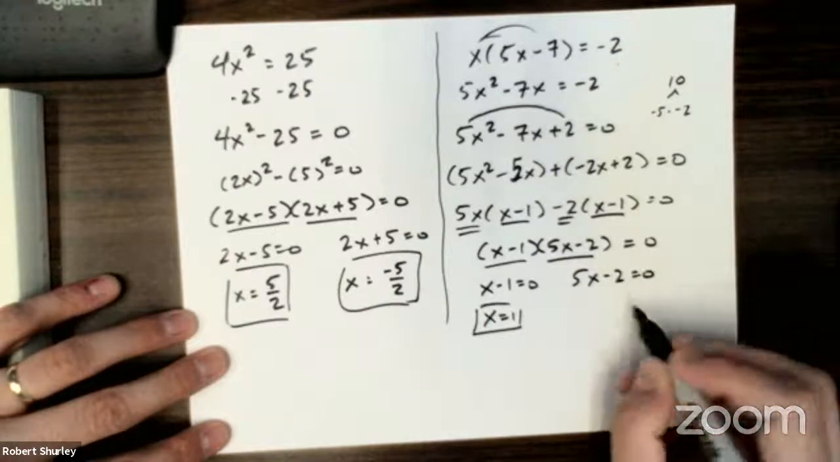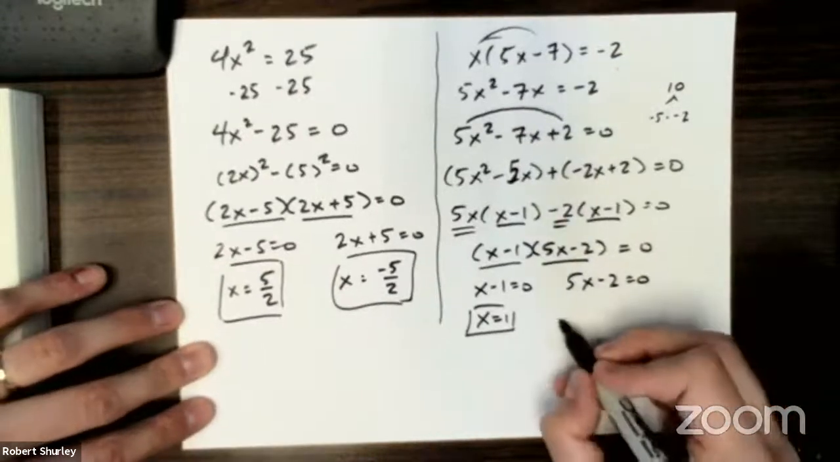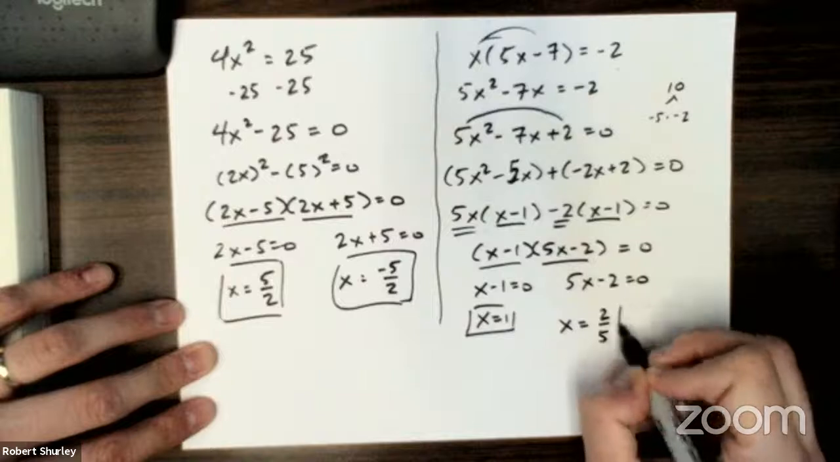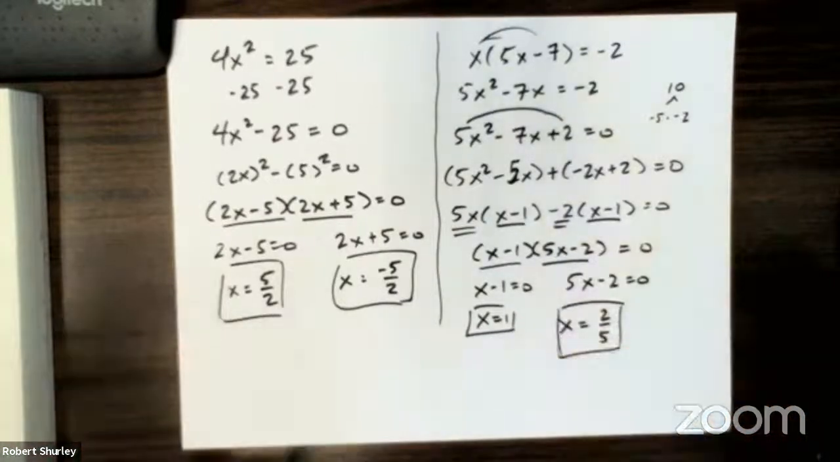5x minus 2 equals 0. Add the 2, divide the 5, and we get 2/5. Okay.